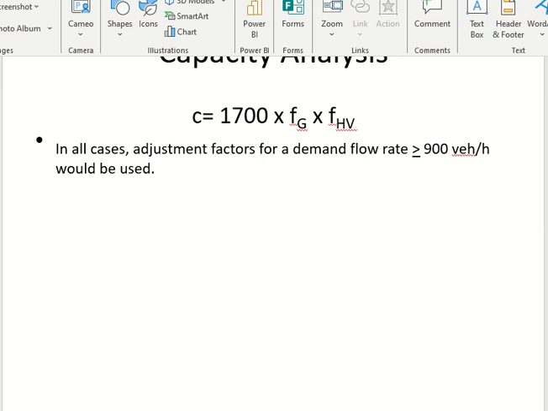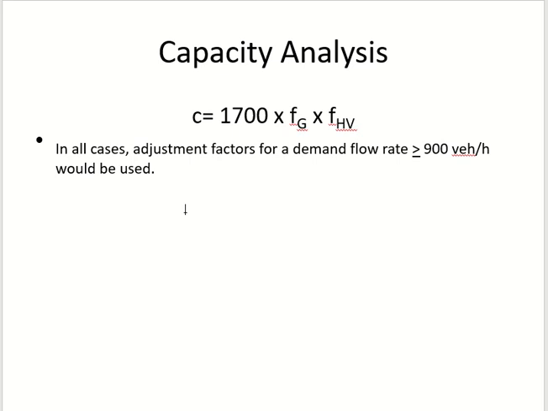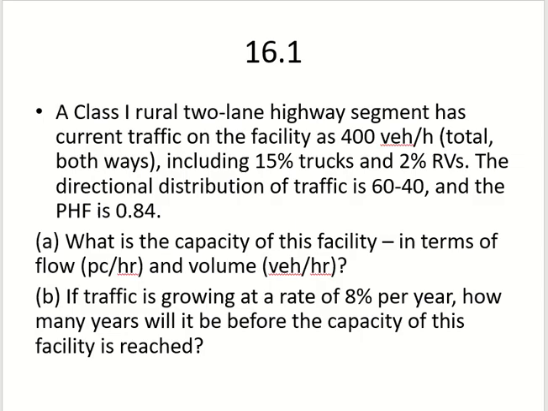Next thing, the adjustment for heavy vehicles. It has an equation. We have used it earlier as well. I will write the equation over here. So FHV equals 1 divided by 1 plus PHV times (EHV minus 1). PHV, how much? 17, trucks plus RVs, 17%.